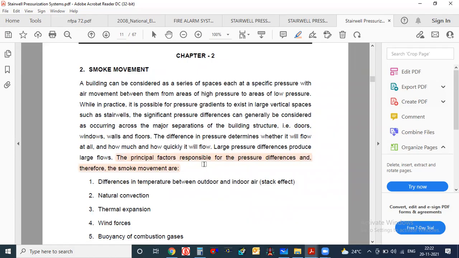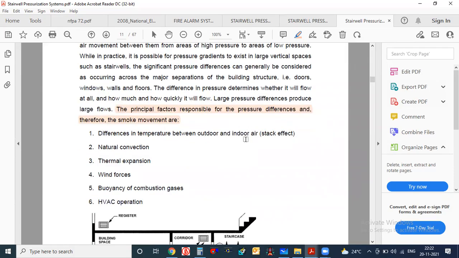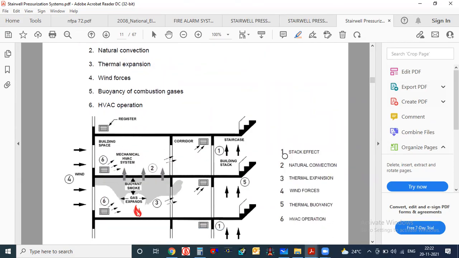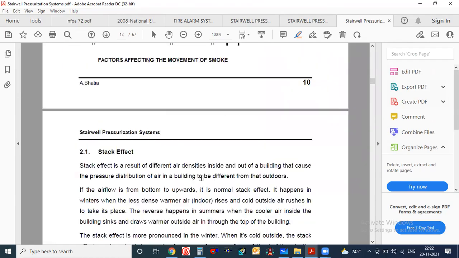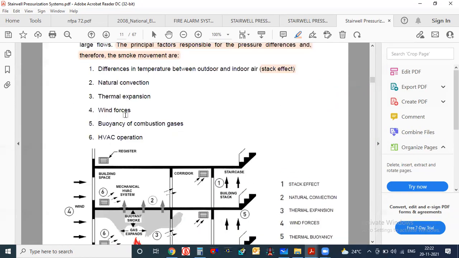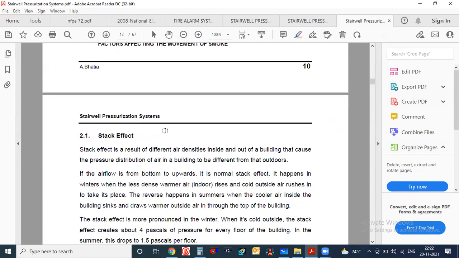There are 4 factors responsible for the pressure differences. Difference in temperature between outdoor and indoor air, which is called stack effect, natural convection, thermal expansion, wind forces, HVAC operation, buoyancy of combustion gases. Here they have written the entire 6 systems. Stack effect and different. Now they will be talking about each and every system separately.